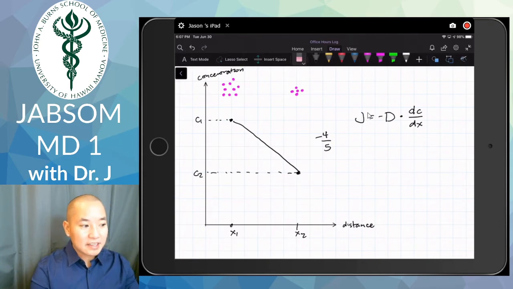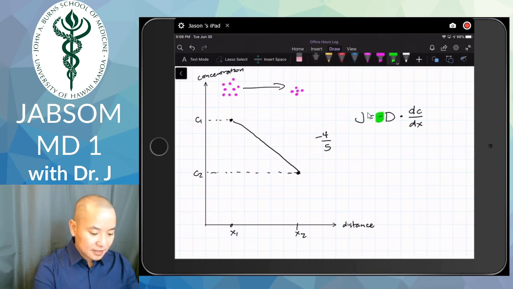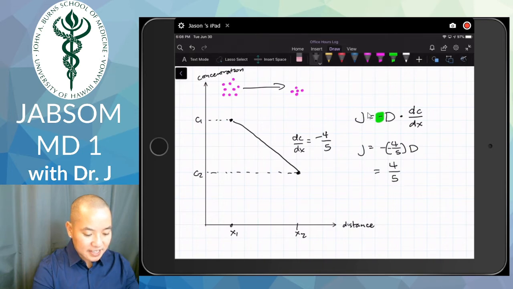Now, without any math, which way are the particles up here going to diffuse? They're going to diffuse this way. This is reinforced by the equation, because notice the negative part right here. If this slope is negative, we have negative 4/5 times D equals J, so the double negatives cancel out and you have a positive value. So now you have a positive diffusion flux.